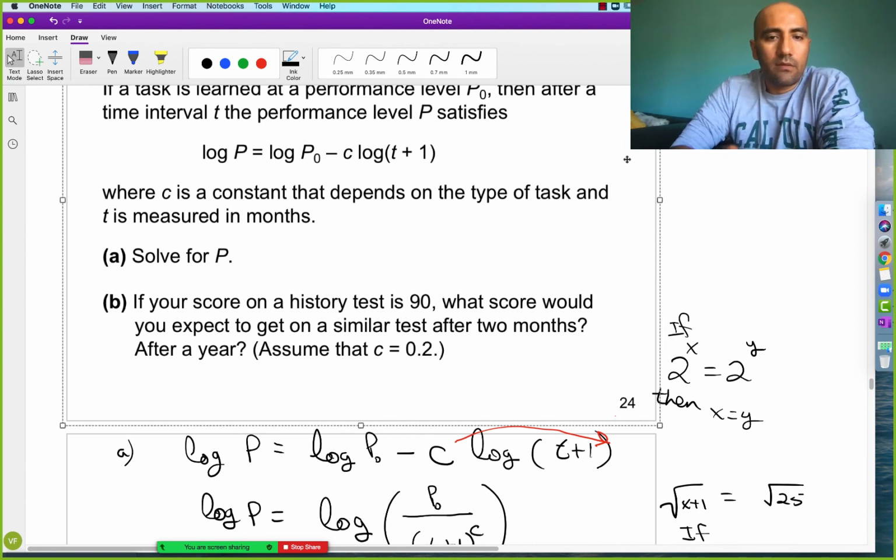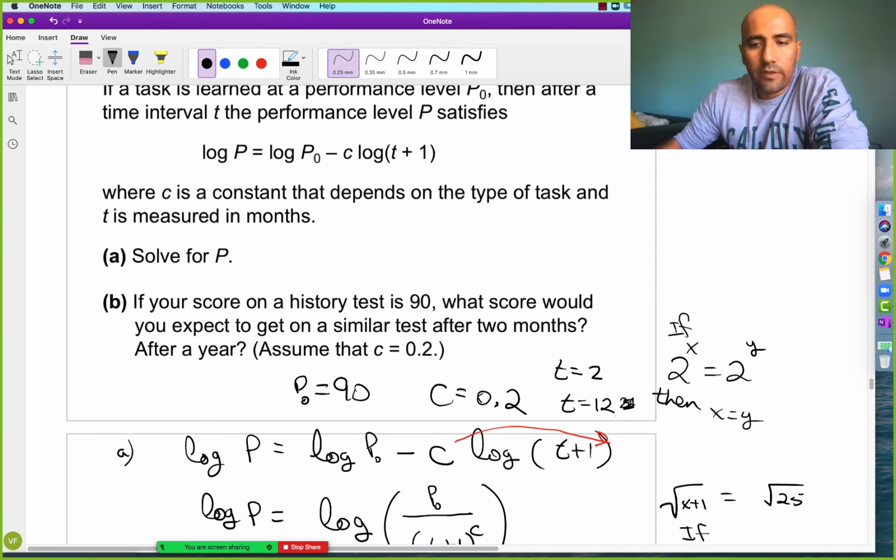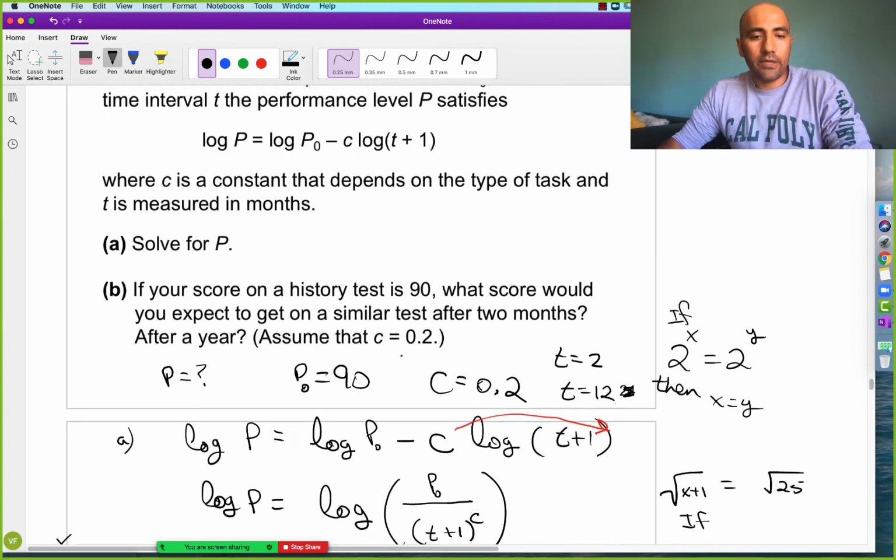Okay, so the values are all given. From here we get that P naught must be equal to 90, and c equals 0.2, and we want to know what's going to happen for different t values. We have t equals 2 months, and also t equals 1 year, so t equals 12 months. So that's what we want to know, and p is the question mark. We solved for p, so all we have to do is plug and chug now.